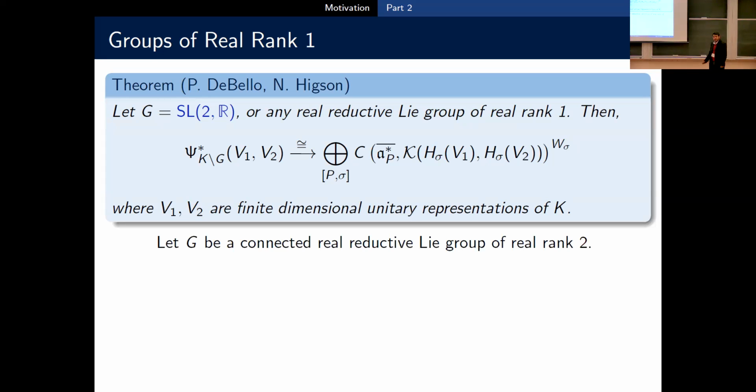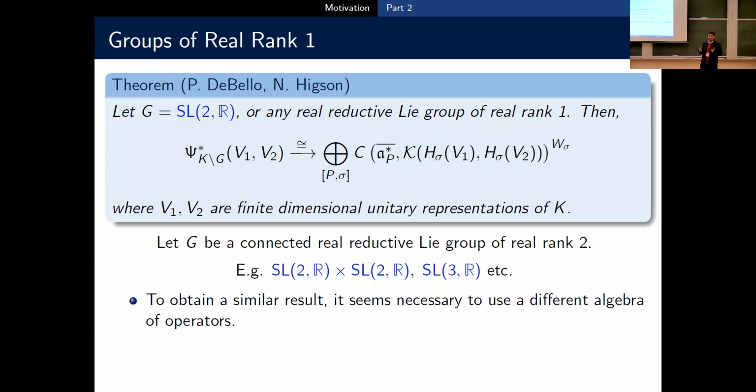To make a modest start in this exercise, I want to ask what happens if G is a group of real rank 2. Let's consider some examples, say SL2R cross SL2R or SL3R. If I just consider SL2R cross SL2R, it somehow feels necessary from a representation theoretic perspective that one needs to really tweak the operator algebra on the left, the algebra of order 0 pseudo-differential operators.